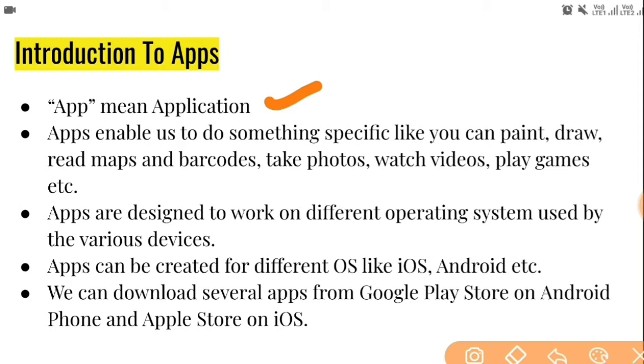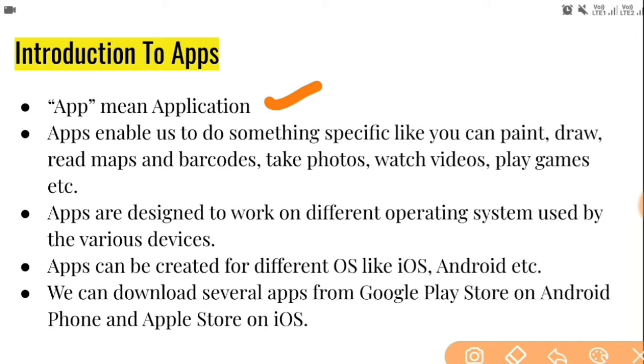Now the next thing is, apps are designed to work on different operating systems used by various devices. Like if you are using a Windows phone or a Windows operating system, you can use apps on that operating system. If you are using a Macintosh or an Apple operating system like iOS, you can also use them there. So apps are everywhere and are designed to work on different operating systems.